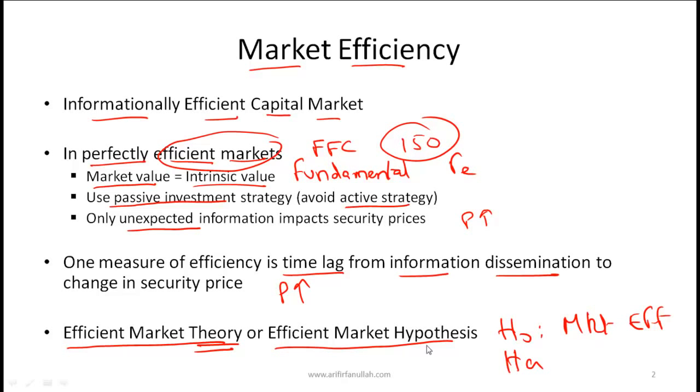And as you will see later, typically when we talk about this efficient market hypothesis, or EMH, there are three forms of this hypothesis: the weak form, semi-strong form, and strong form, which I will cover later.